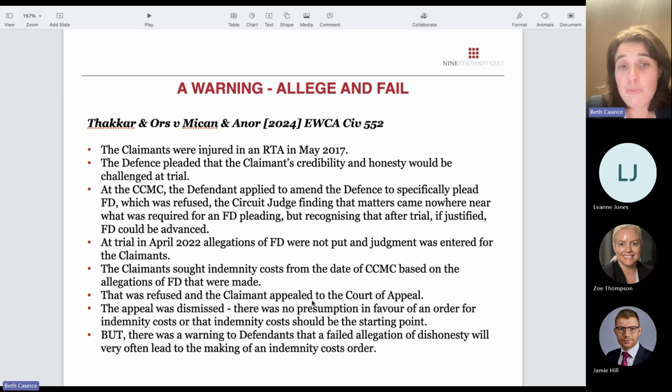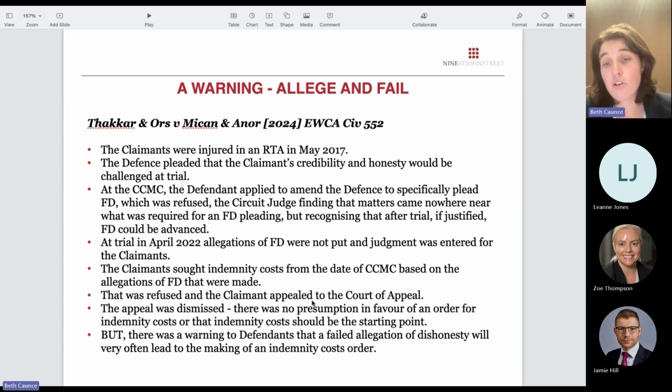We then come to the CCMC, and the defendant applied to amend the defence to specifically plead FD, but that application was refused. At trial, allegations of FD were not put to the claimants. That was not pursued for whatever reason. Judgment was entered for the claimants. Thereafter, the claimant sought indemnity costs from the date of the CCMC based on the fact that at that point, allegations of FD were raised. That was refused and the claimant appealed, but the appeal was dismissed.